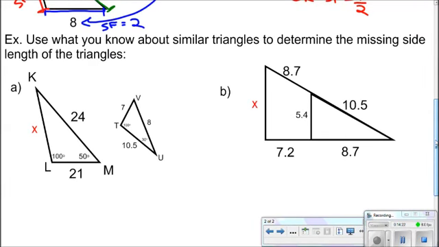Okay, and so it says use what you know about similar triangles to determine the missing side length of the triangles. So what this is saying is we are telling you that these triangles are similar, and so because they are similar, the angles need to correspond and the side lengths need to have the same scale factor. So you're going to try to figure out what the missing lengths are, and we will check these in class tomorrow.